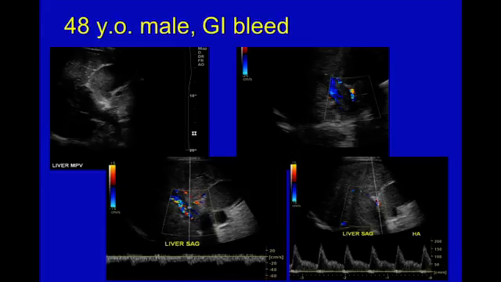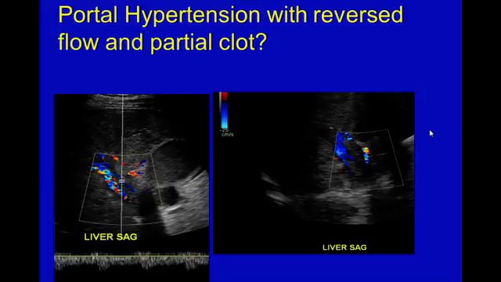Now this patient came in with a gastrointestinal bleed, and he came to us on ultrasound, and the question is what's going on with his portal vein. And you can see here that there's flow that's directed actually out of the liver, and the sonographer looked at this. You can see some more examples here. You can see the flow going out of the liver. This is the hepatic artery here for comparison. So the question is, what kind of portal vein clot is this? And is this just portal hypertension with reverse flow and a partial clot? Or is this something else?